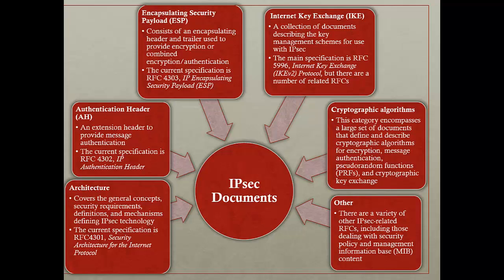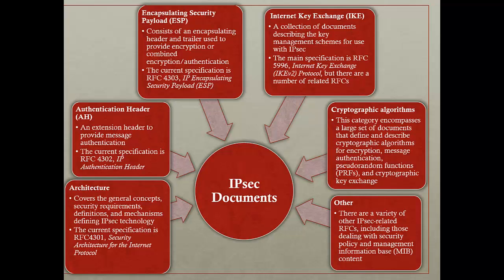The best way to grasp the concept of IPsec is to consult the latest version of the IPsec document roadmap, which as of this writing is RFC 6071, IPsec and Internet Key Exchange, IKE, document roadmap, February 2011. The documents can be categorized into the following groups. Architecture covers the general concepts, security requirements, definitions, and mechanisms defining IPsec technology. The current specification is RFC 4301, Security Architecture for the Internet Protocol.